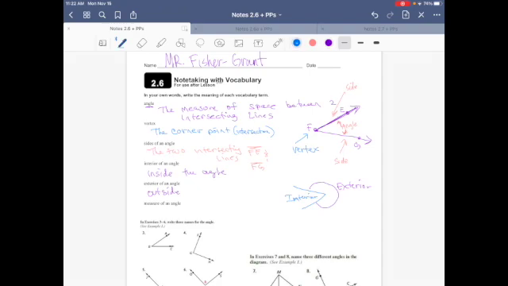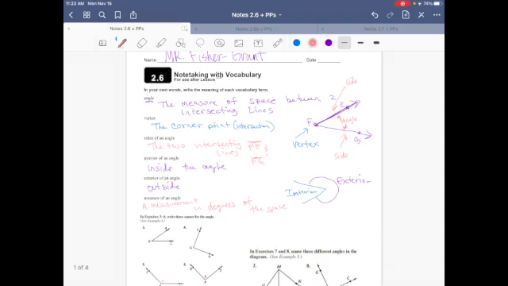Then the measurement is that space. So if I've got a big space, this would be like 89 degrees maybe. And then if I had a small space, right, this might be 30 degrees or something like that. But it's measured in degrees, so the measure of an angle is going to be a measurement in degrees. So that's some kind of basic definitions to get us started thinking about this.